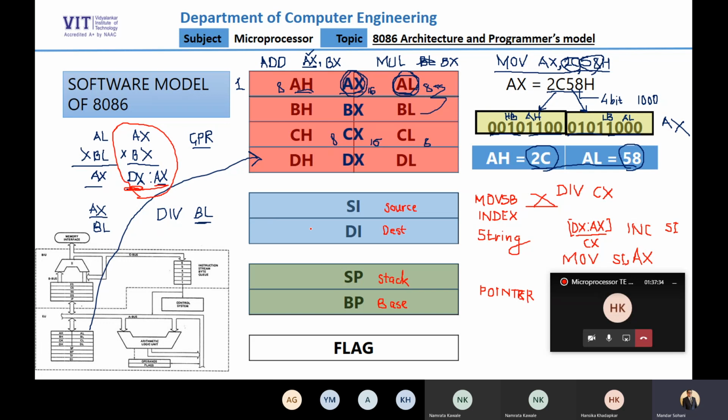But before that, you should draw this diagram in your notebook. If the question comes like this, explain the software model or programmer's model of the 8086 processor, then you need not draw this complicated architecture diagram. This complete diagram is not expected. Only this diagram, which I have drawn centrally, is expected, which gives the diagram of each and every register. So you complete this diagram, and we will continue in 5 minutes.